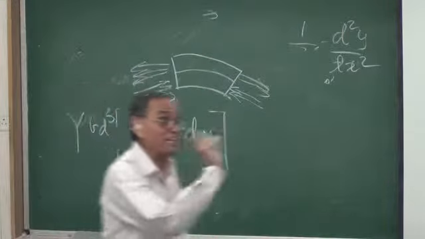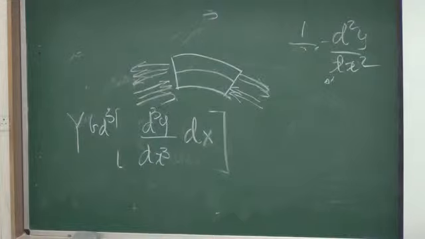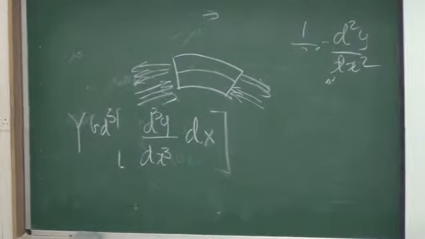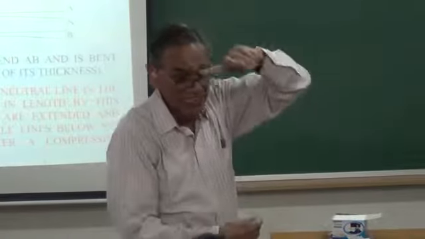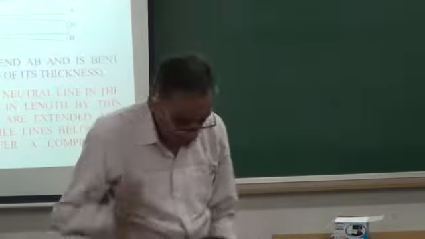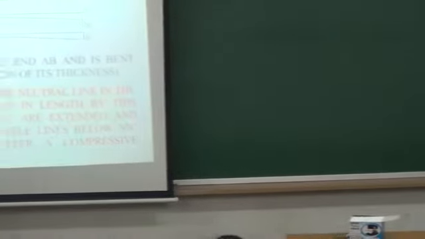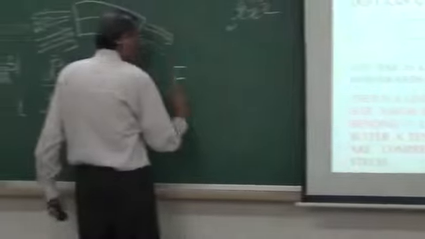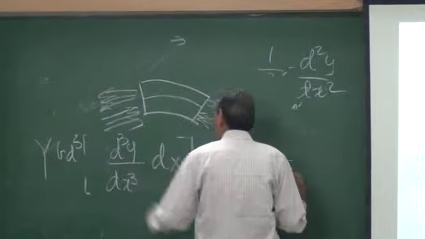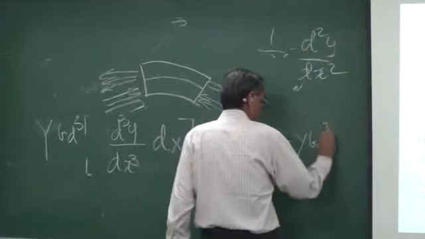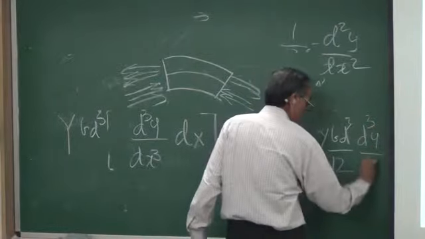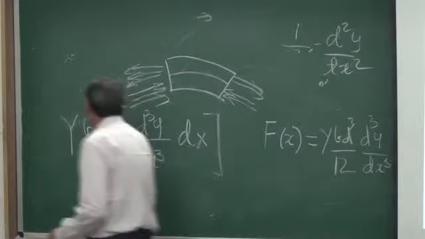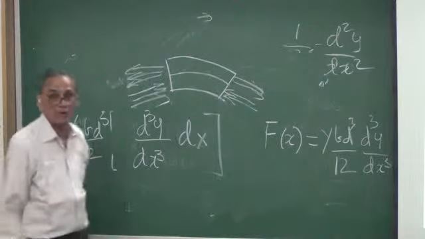So the net bending moment on this small element is proportional to the length of the element. I give you two forces, F, separated by a distance dx. What is the net bending moment? F dx. So we can say that the force in non-uniform bending, the force at a point x, will be Y d cubed by 12 times d cubed y by dx cubed. Bending moment is d square y by dx square and this is d cubed y by dx cubed.